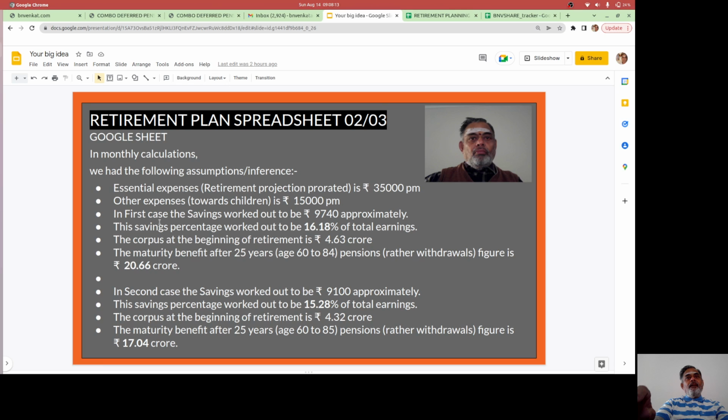In the first case, saving worked out to be 9,040 approximately. This saving percentage was 16.18% of total earnings. The corpus at the beginning of retirement is 4.63 crore. That is, in addition to the pension after 25 years of retirement, we had a retirement benefit, maturity benefit, of 20.66 crore.